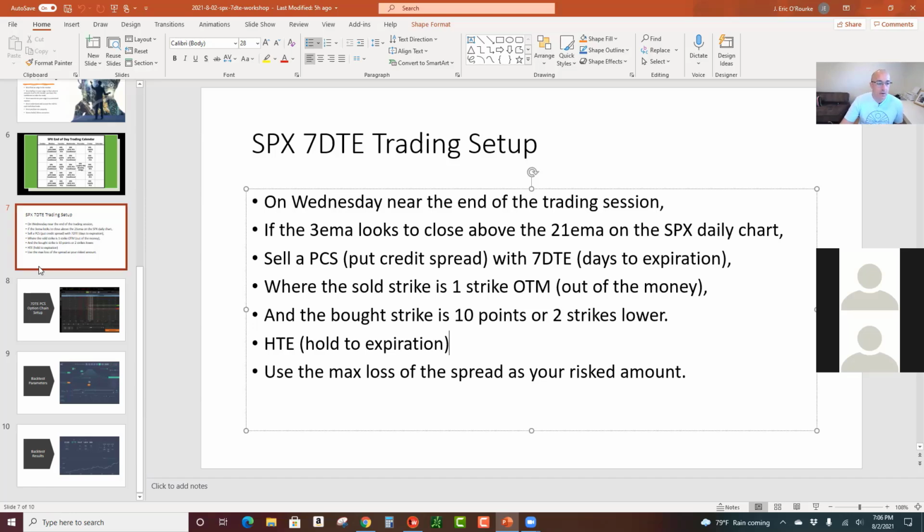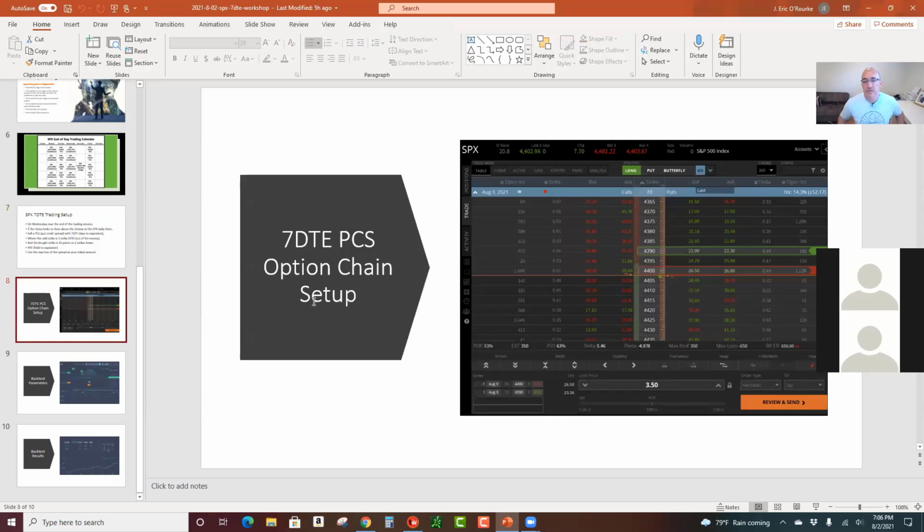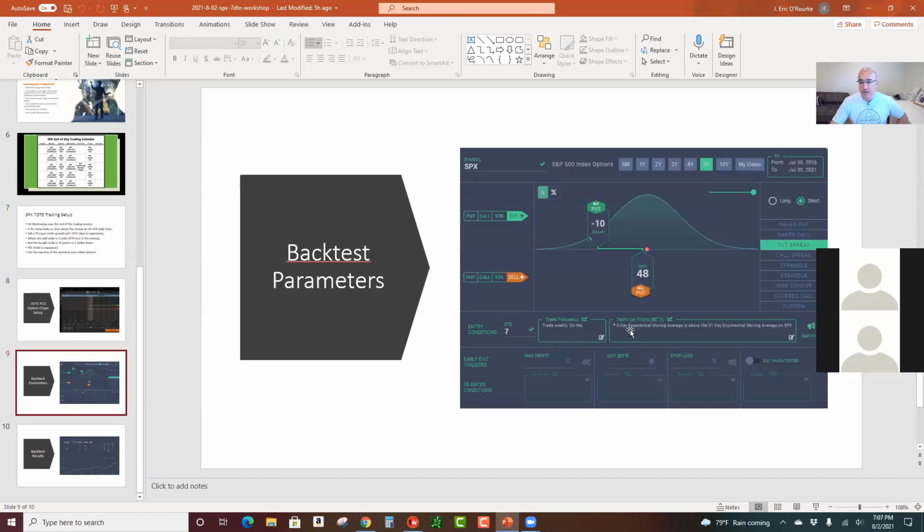Okay. So here's just real quick what this looks like. I just took a picture out of Tastyworks here. So here's what this would look like. In this particular case, the sold strike was a delta 49. That's one strike out of the money. And I bought the one 10 points lower. So this was a credit of 350. That would make the max loss 650 for this particular trade. So, but again, if you narrow that and you sell 5 wide, your credit will be cut in half, but so will your risk. And then I put in here screenshots.